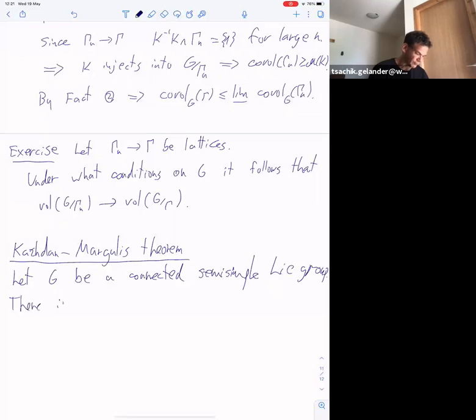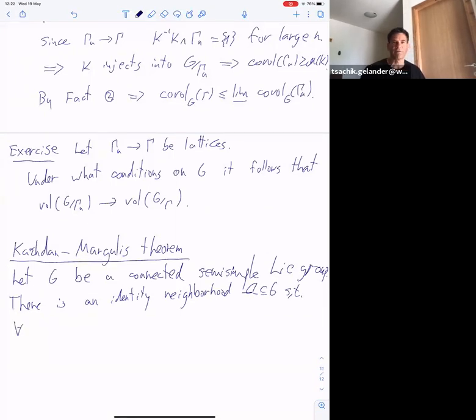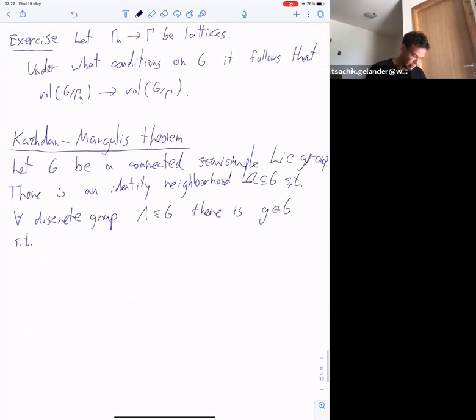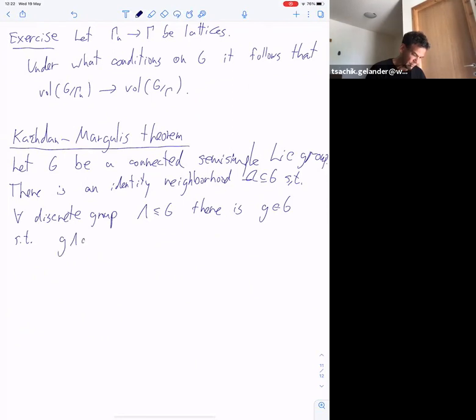Then there is an identity neighborhood omega in G such that for any discrete group, you don't even need to be a lattice, let's say lambda inside G, there is g in G such that g lambda g inverse intersects omega trivially. That's Margulis theorem.